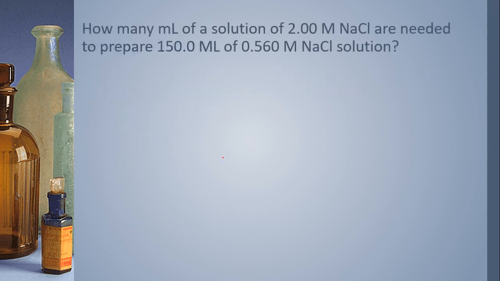The first one says how many milliliters of a solution of 2 molar sodium chloride are needed to prepare 1.50 milliliters, that should be a little m, 1.50 milliliters of 0.560 molar NaCl. So what they're wanting to know is how much of the concentrated stuff do I need to make this much of the weaker, more diluted stuff?